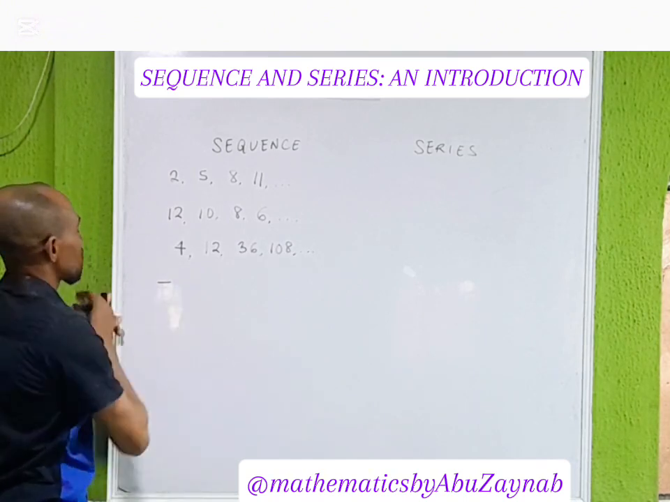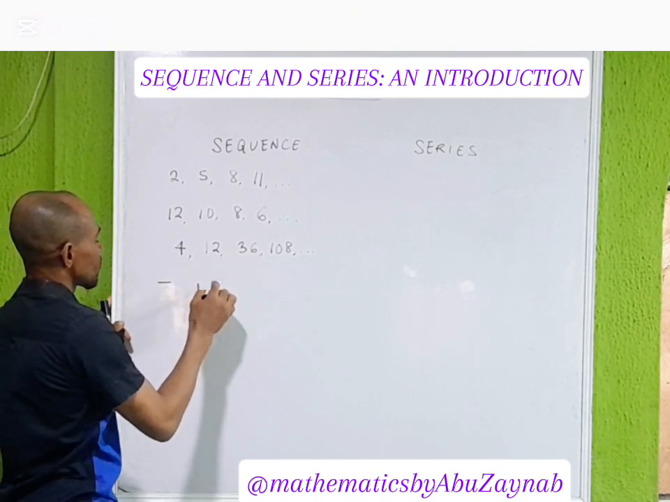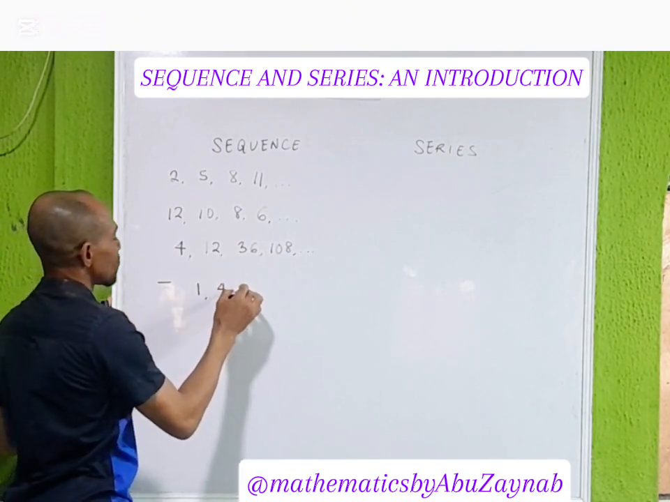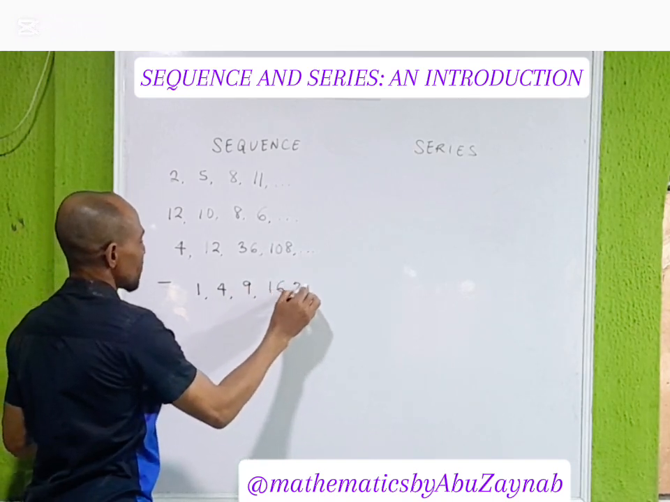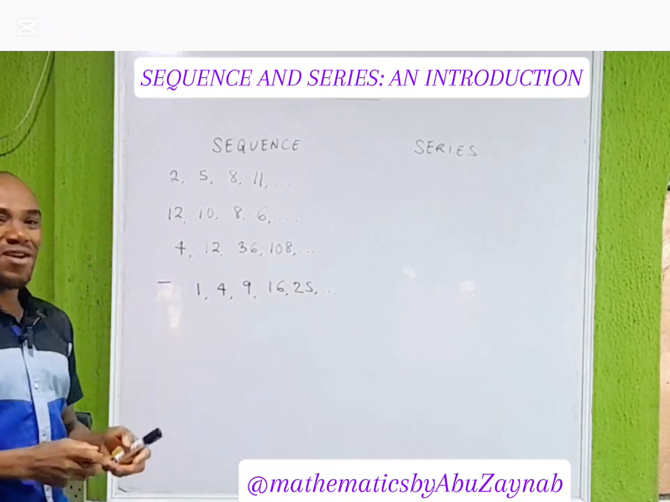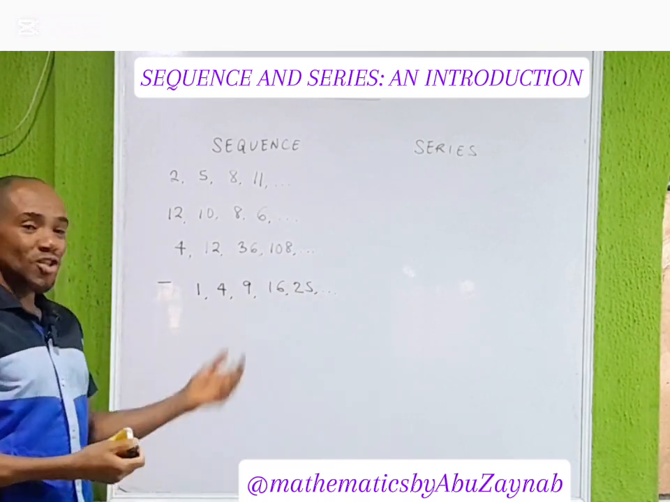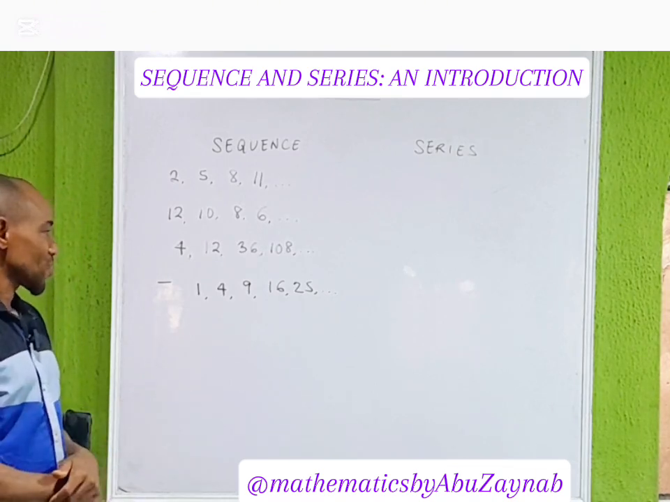However, some might not be that straightforward. If I have, for example, 1, 4, 9, 16, 25, this type of sequence might not necessarily be addition or subtraction or multiplication, not even division.